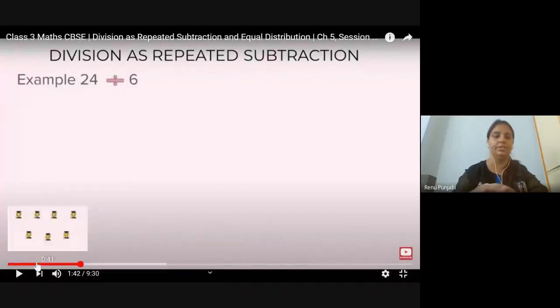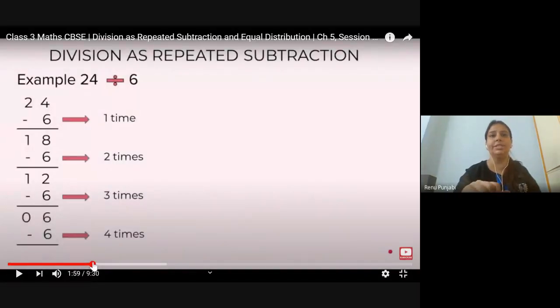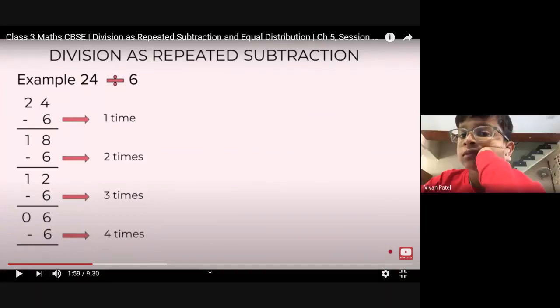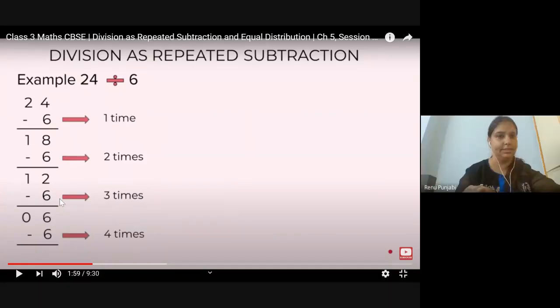Listen to it. These are the questions on division as a repeated subtraction. So 24 divided by 6. How do we do it in repeated subtraction? We keep on subtracting 6 from 24 until we reach 0. So the first step: when we subtract 6 from 24, what will be the answer? 18. And after 18 again we subtract, what will be the answer? 12. After 12 again we subtract the same number, 6. 6. And after 6 again we subtract, the answer is zero.